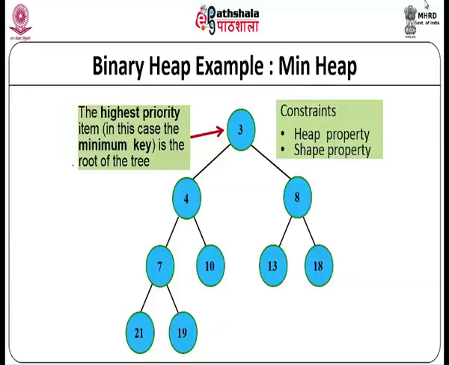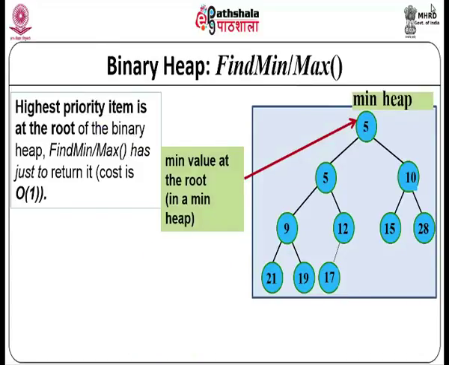Okay. The same thing we are explaining with respect to a min heap. The highest priority item, in this case the minimum key, will be at the root, and the constraints are the heap property, the same as before, and the shape property. Shape property is a complete binary tree except at the lower levels. For the heap property, if you look here, the children of 3 are greater, the children of 4 are greater, the children of 8 are greater, and the children of 7 are greater. We should say the parent is lesser than the children, and that is why we call it a min heap.